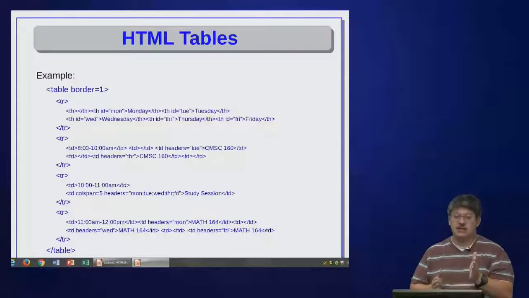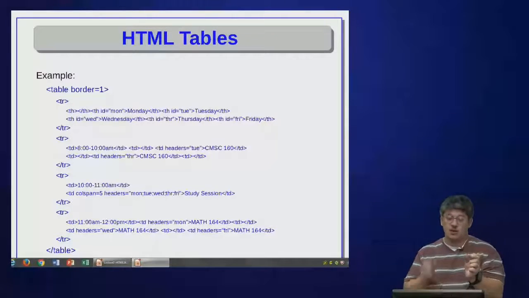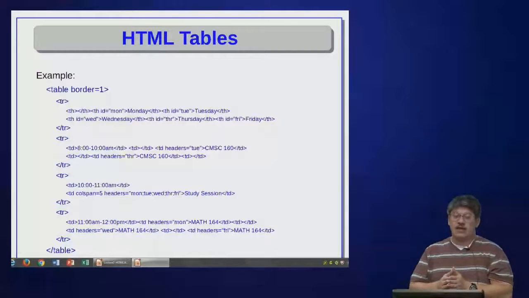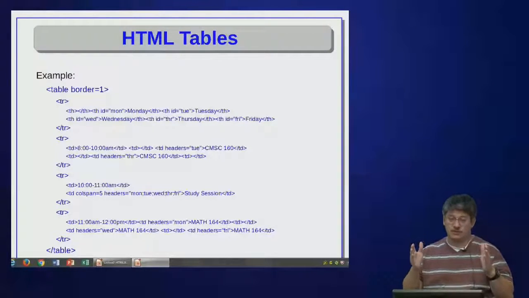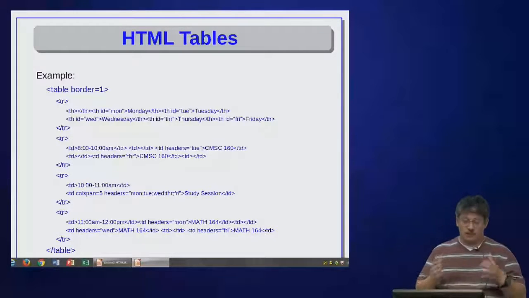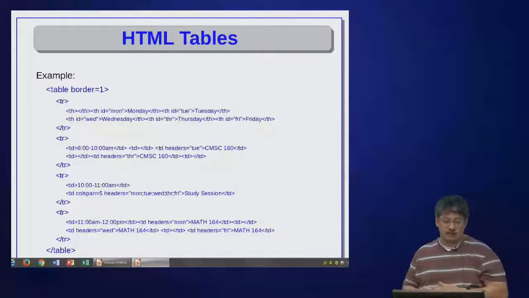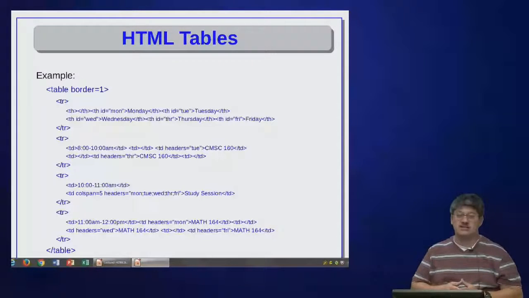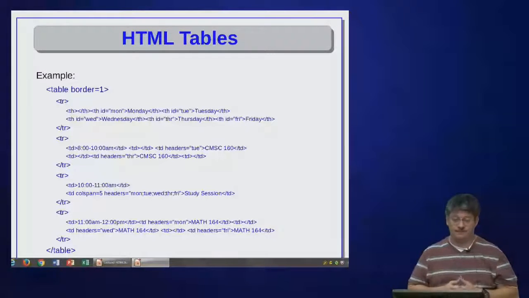Then I have a table header tag with an ID attribute and the label Monday, and a /th tag to show that the second column is done. And then I create the third column by creating a header for Tuesday. I create a header for Wednesday, for Thursday, and for Friday in a similar manner. And then I use the /tr tag to indicate that the first row is done.